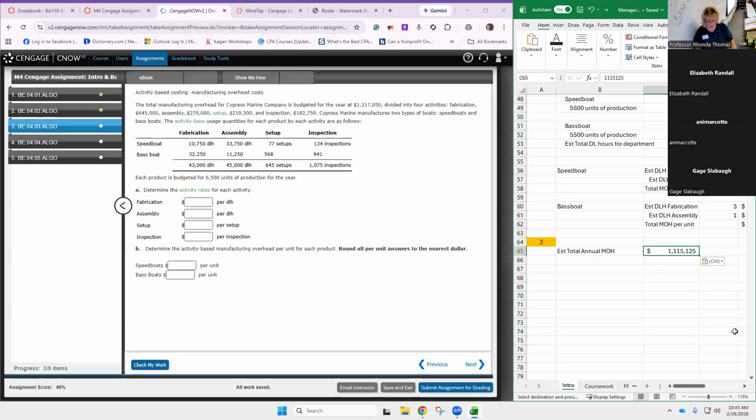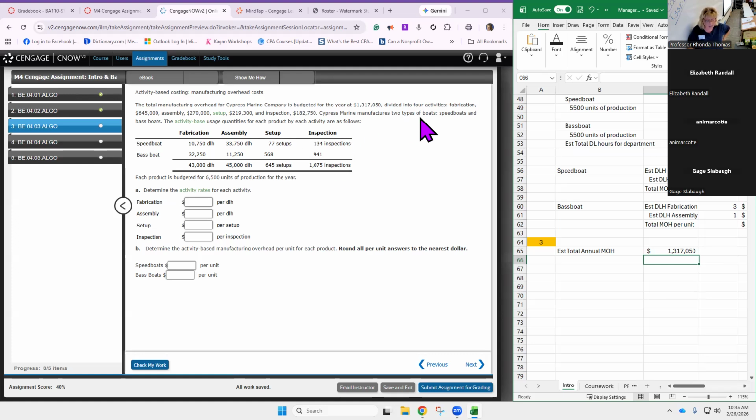Okay, now I would put down $1,317,050, whatever your problem is showing you. That's the total overhead dollars. Okay, Cypress divides into 4 activities. We've got fabrication, assembly, setup, and inspection. Okay, and this is the amount of overhead that goes with each of those activities.